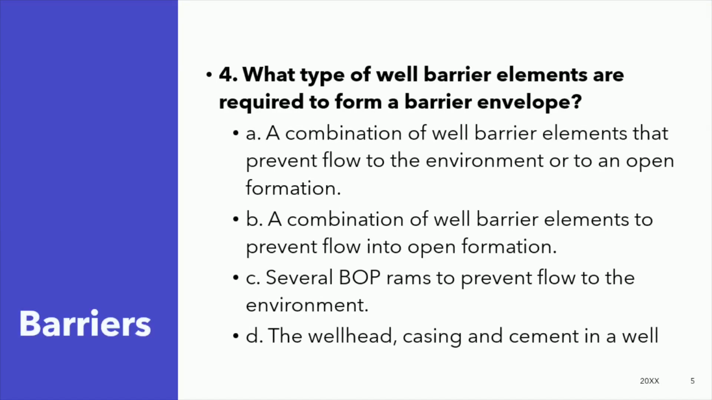Barriers. 4. What type of well barrier elements are required to form a barrier envelope? A. A combination of well barrier elements that prevent flow to the environment or to an open formation. B. A combination of well barrier elements to prevent flow into open formation. C. Several BOP rams to prevent flow to the environment. D. The wellhead, casing and cement in a well. The correct answer is A.